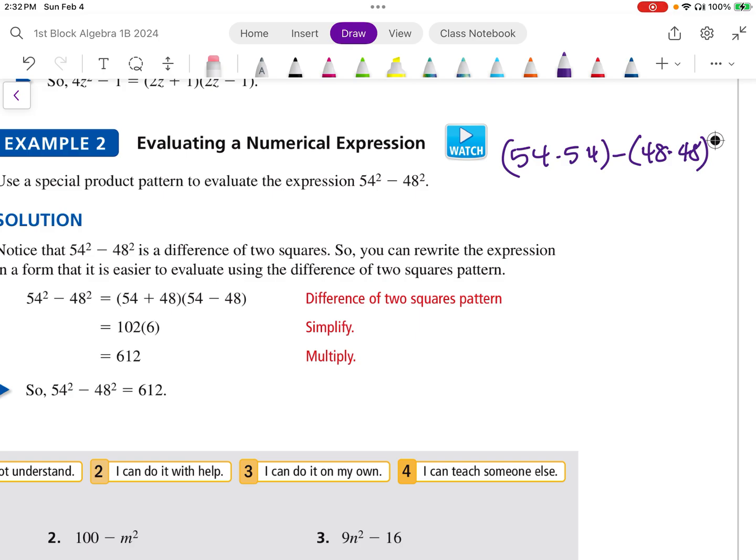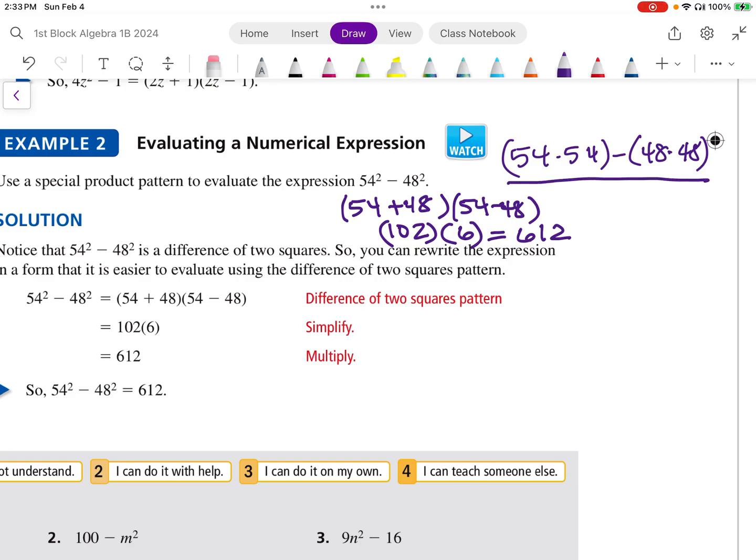The square root of 54 squared is 54. The square root of 48 squared is 48. So then we can do 54 plus 48, which is 102, times 54 minus 48, which is 6, and that gives us 612. So it's a little easier to do in our heads than trying to do all of this. So just a good thing to remember that that will work for all numbers in addition to numbers and variables.